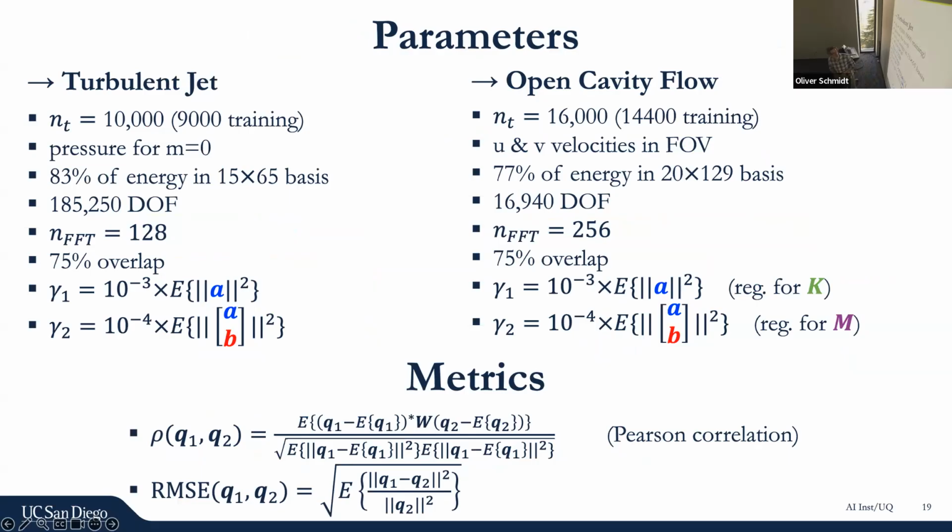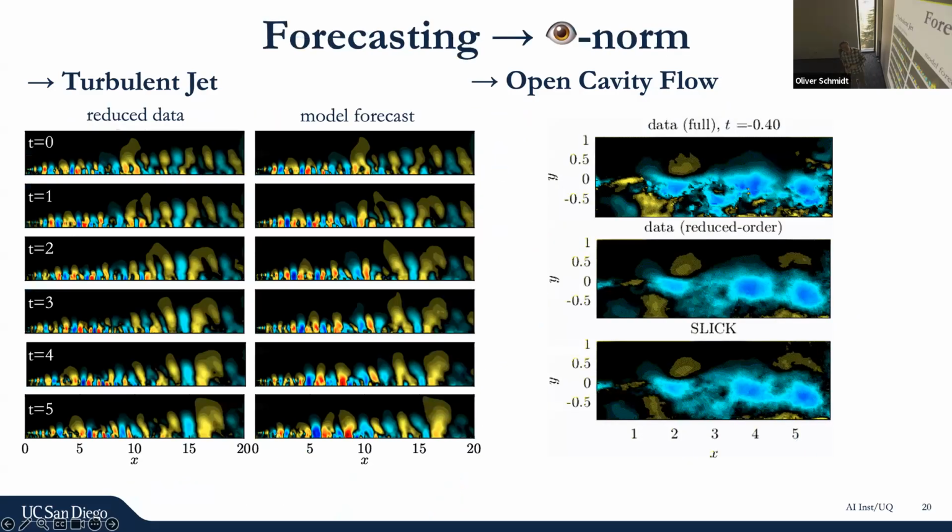I don't have to talk about all of the parameters here. There are the two regularization parameters. We get away with 10 to the minus 3, 10 to the minus 4 in both cases, so it's not sensitive to that. That's kind of nice. We're going to look at the Pearson correlation just to see how fast the solution deteriorates from the true solution that we have, and the good old root mean square error.